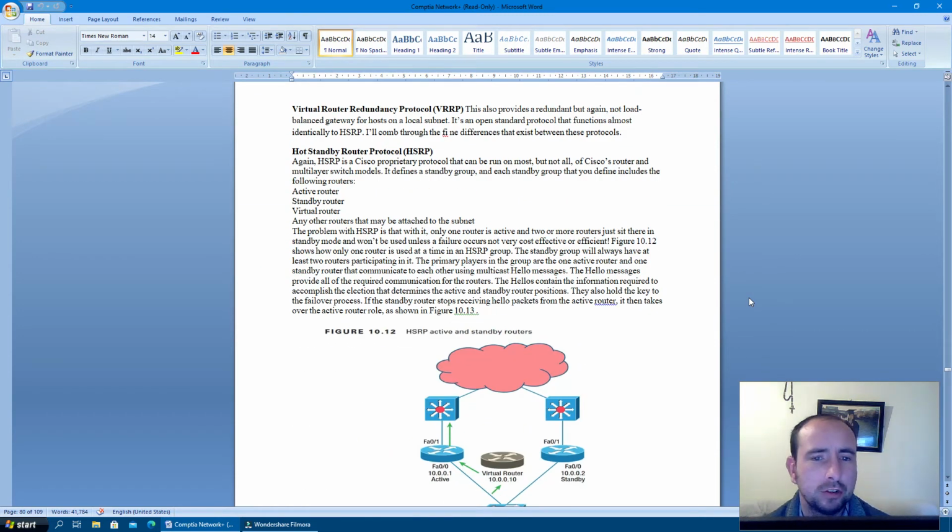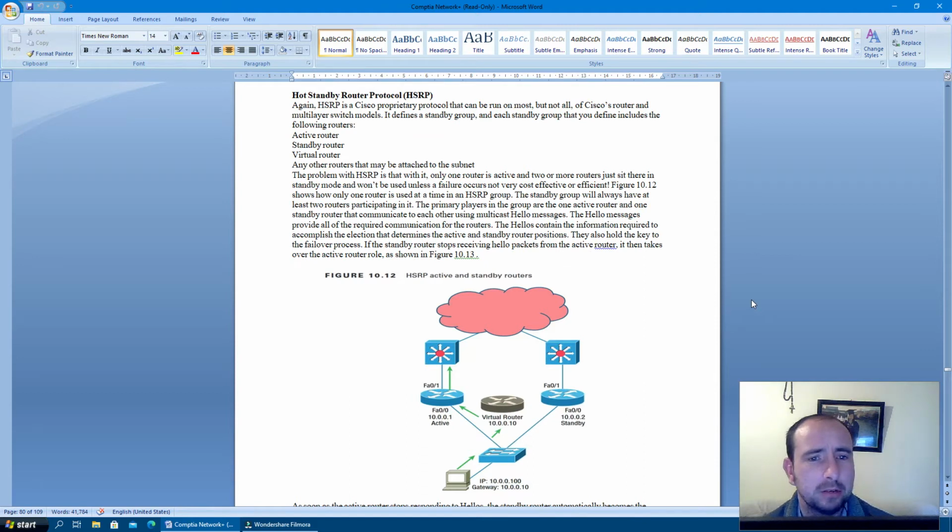Virtual Router Redundancy Protocol, VRRP. This also provides a redundant, but again not load balanced, gateway for hosts on a local subnet. It's an open standard protocol that functions almost identically to HSRP. I'll go through the fine differences that exist between these protocols.